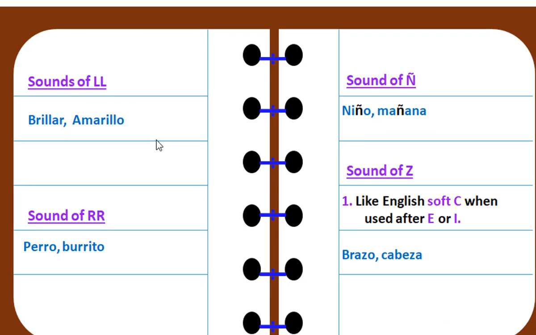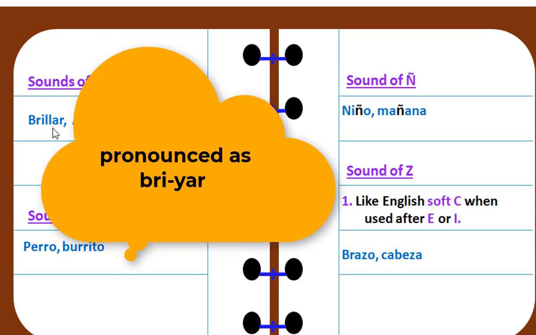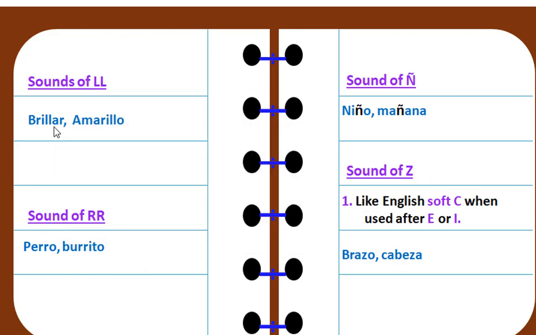Then there's the sound of double L. Whenever there's a double L, it basically sounds like a Y. So this is bri. This sounds like Y in English. And R, brillar. Brillar means to shine or to stand out. It's basically like the word brilliant in English, brillar.